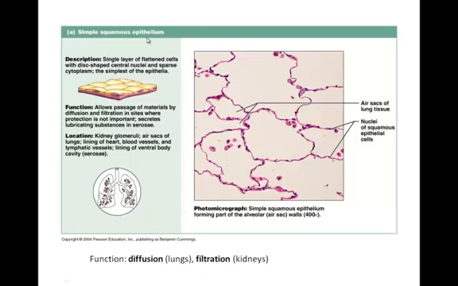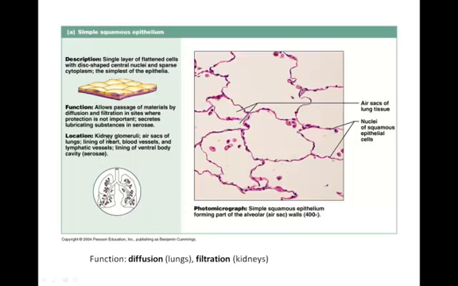So the purpose of simple squamous epithelium is diffusion in this case. Now, if we were in the kidneys, the purpose of the simple squamous epithelium would be filtration. We would be pressing liquid through the walls of the simple squamous epithelium. We would have water and solutes being forced through there and trying to cleanse our blood and forming urine at the same time. That's the process of filtration.